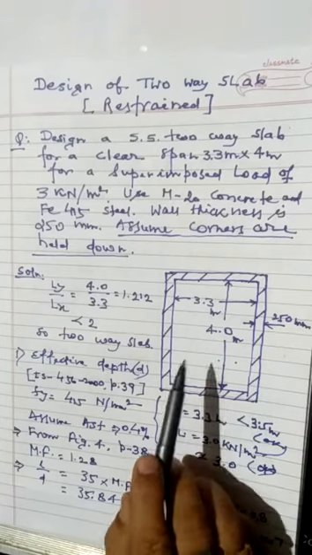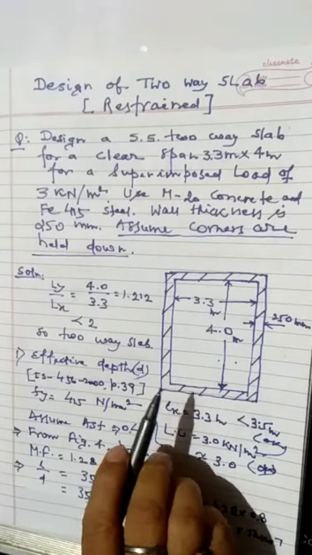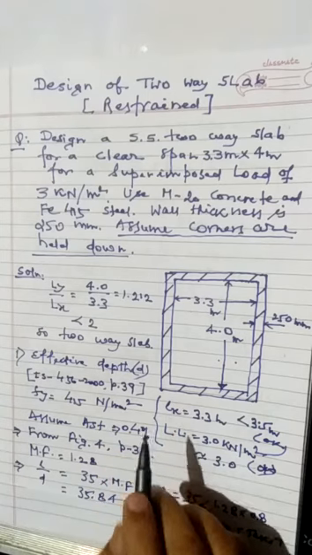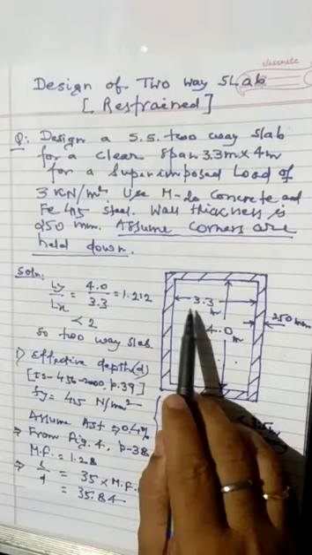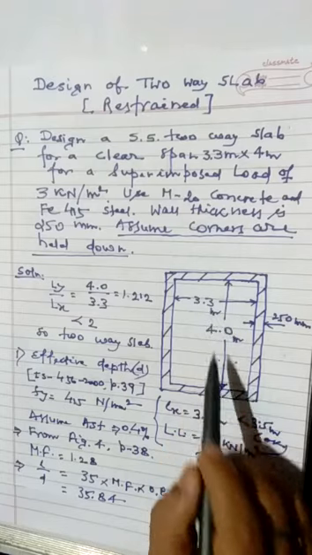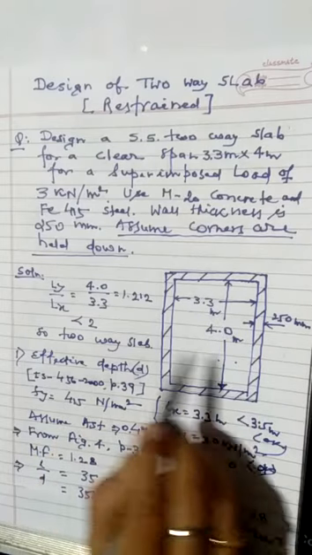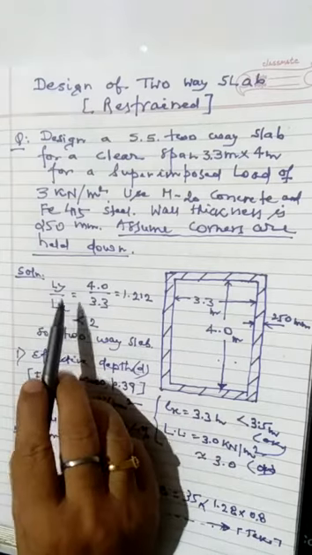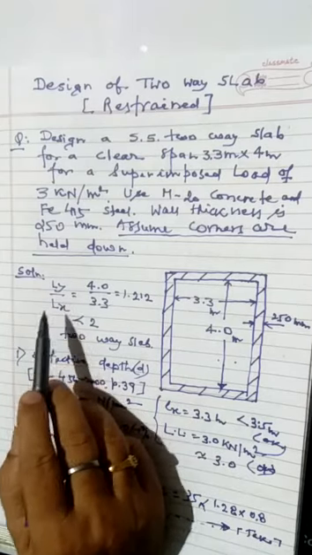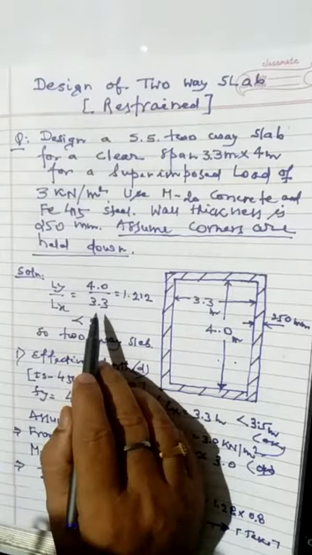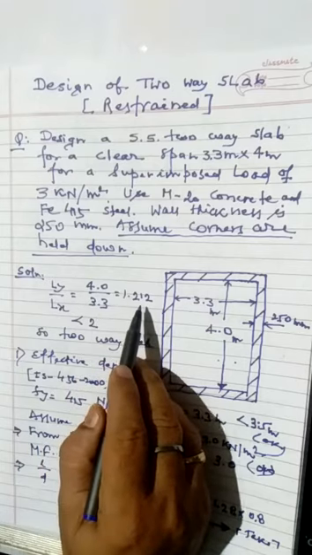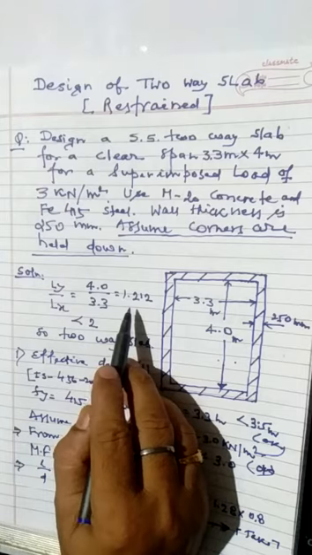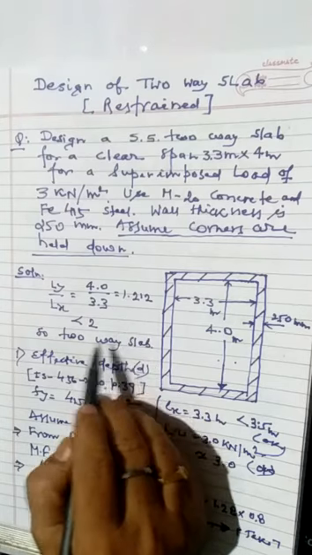If we take the dimensions of the slab, you can see here that the slab is having a width of 3.3 meter and the length of 4 meter. So the Ly is 4 meter and Lx is 3.3 meter. So this way the ratio of the span Ly by Lx comes 4 by 3.3, that is 1.212. So this is less than 2. So as per IS-456-2000, this is a type of two-way slab.